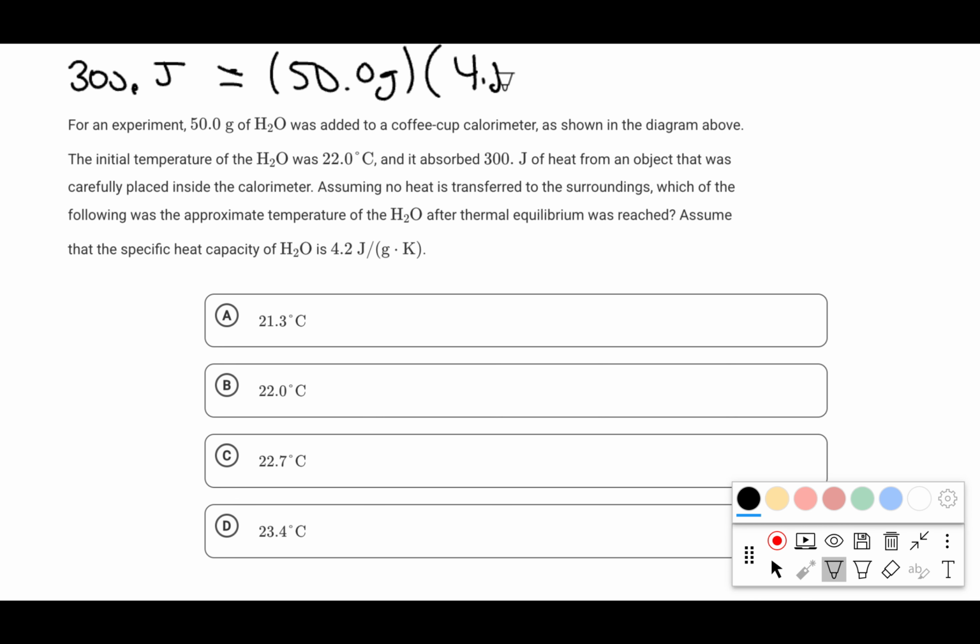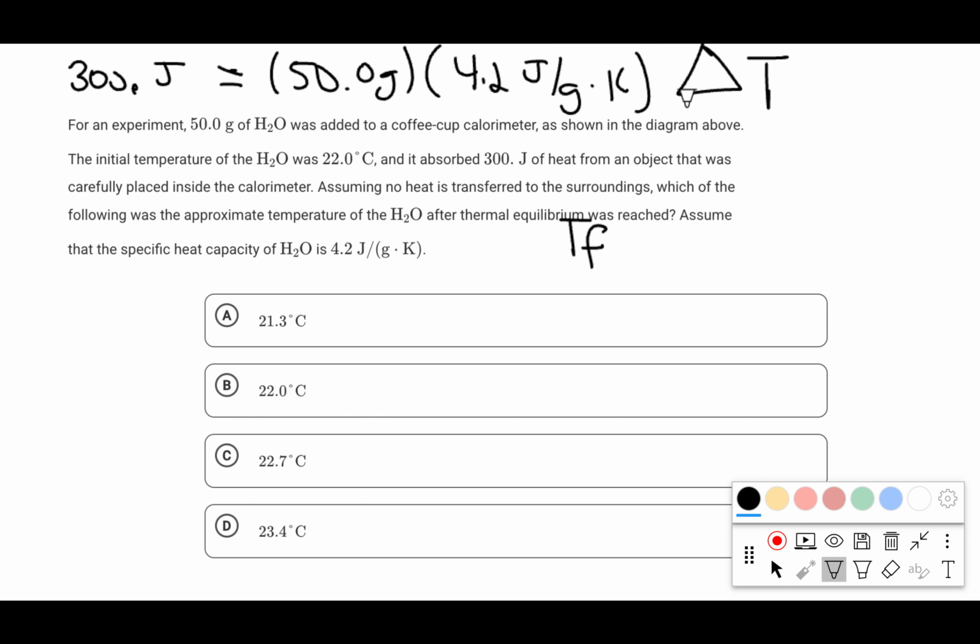This time I'm using 4.2 joules per gram times Kelvin, and I'm just going to solve for change in temperature. I'll explain where we figure out what the final temperature is, because that's what it's asking. It says the approximate temperature of the water after thermal equilibrium. So it's actually asking me for final temperature, but this is going to make it algebraically easier for you.